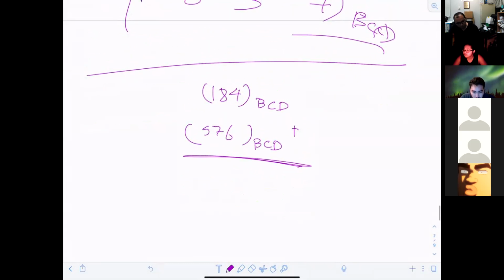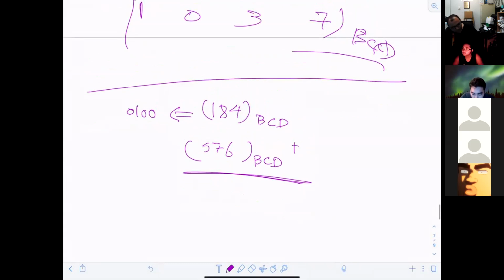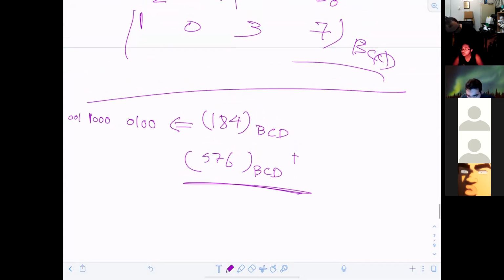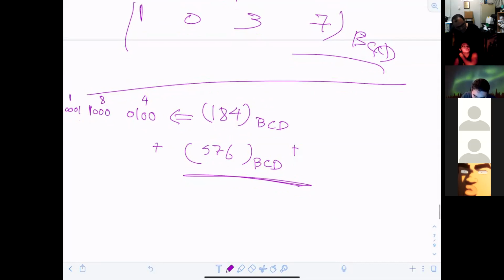So I'm going to convert this to the binary system, right? Look, you already have 0, 0, 1, 0, then 1 is 1, 0, 0, 0. Everybody can see it? This is the 4, this is the 8, and this is the 1. Then BCD 6 is basically 0, 1, 1, 0. And 7 is 1, 1, 1, 0. And 5 is 1, 0, 1, 0.